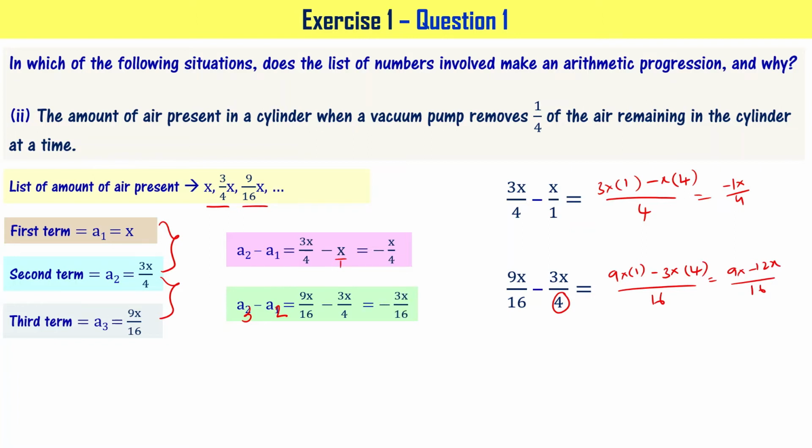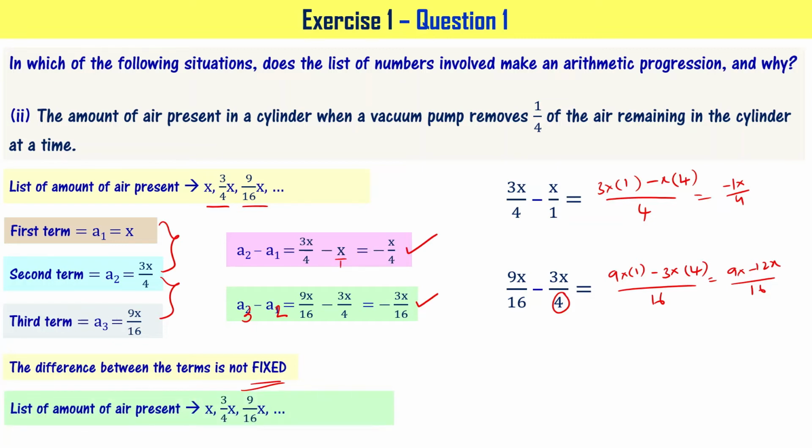Now look at this. The difference between the terms, the first one is minus X by 4, the second one is minus 3X by 16. These two are not the same, right? For an arithmetic progression, the difference between successive terms has to be a fixed number, right? Here it is not meeting that requirement. The difference between successive terms is not fixed. That's why we can say that the given list of numbers is not an arithmetic progression. Understood?